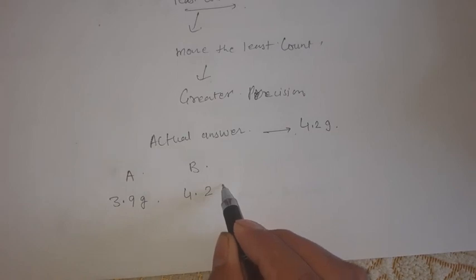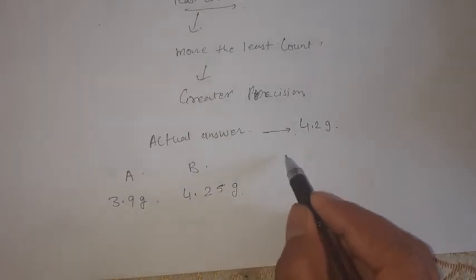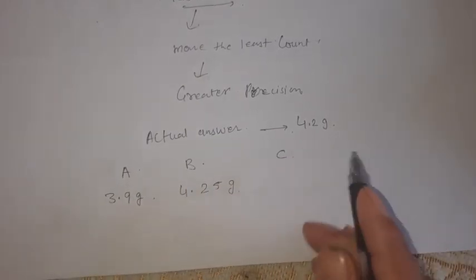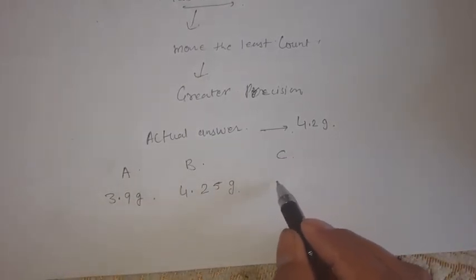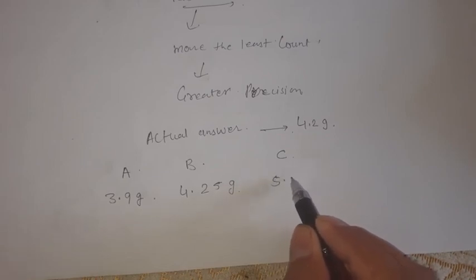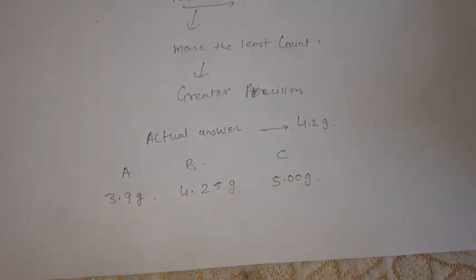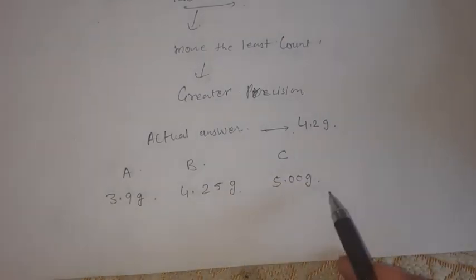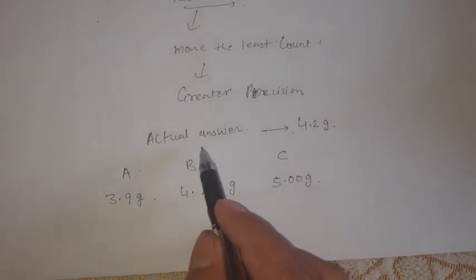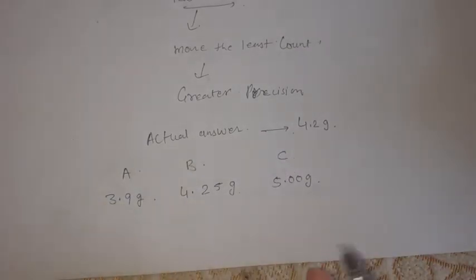4.25 gram. Okay, and the third is going to measure this one as 5.0 gram. Okay, so these are the three measurements done by the students to find out the mass of that given body.